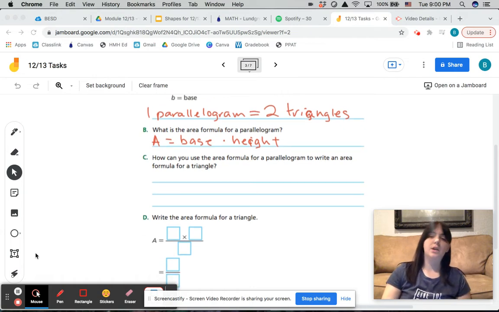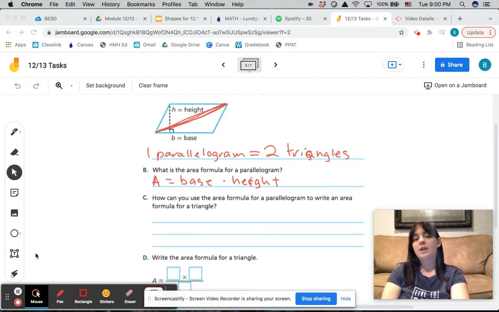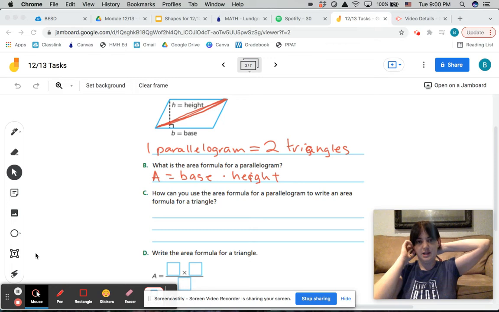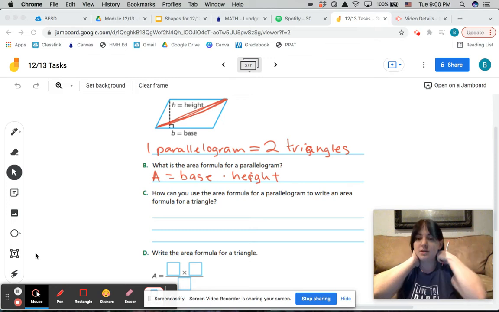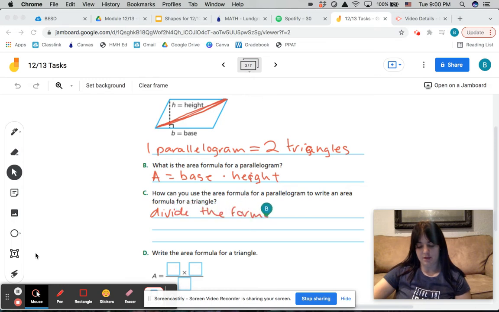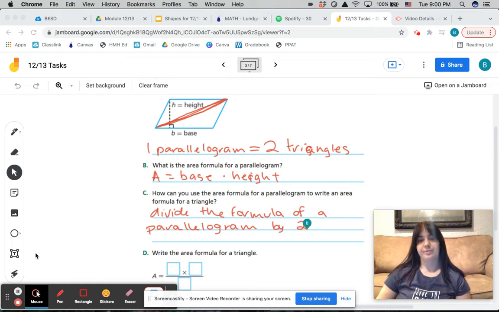So how can you use the area formula for a parallelogram to write an area formula for a triangle? Like the parallelogram above, if we cut the parallelogram in half, that gives us two identical triangles. So if we're given a triangle, and we know that if it's doubled, it gives us a parallelogram, all we have to do is divide the formula of a parallelogram by 2.